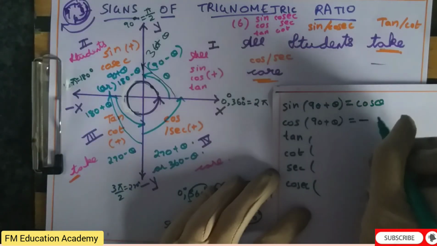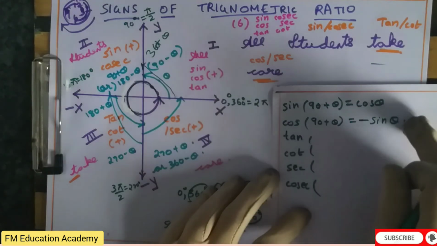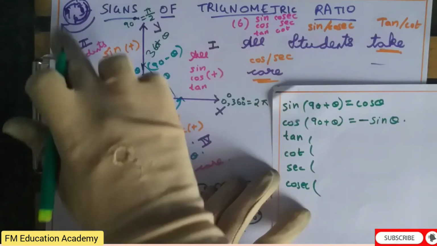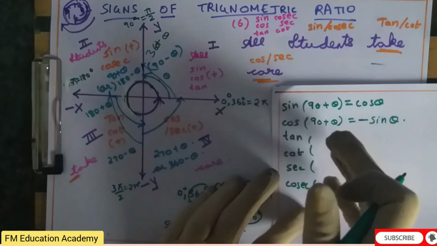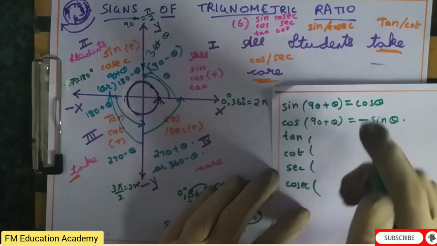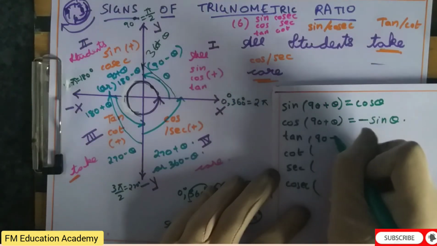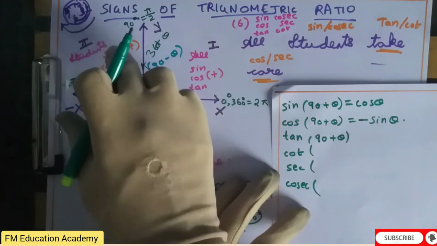So cos 90 plus theta means here cos will be negative. And what is cos 90 plus theta? Sin theta, so minus sin theta. Cos 90 plus theta is minus sin theta. No need to memorize this. Just draw whenever you are solving these sums, and according to the quadrant and trigonometric ratio you can write. Remember by this rule, All Students Take Care. Now what about tan 90 plus theta? Tan 90 plus theta means again it is in second quadrant. Is tan positive or negative in the second quadrant?